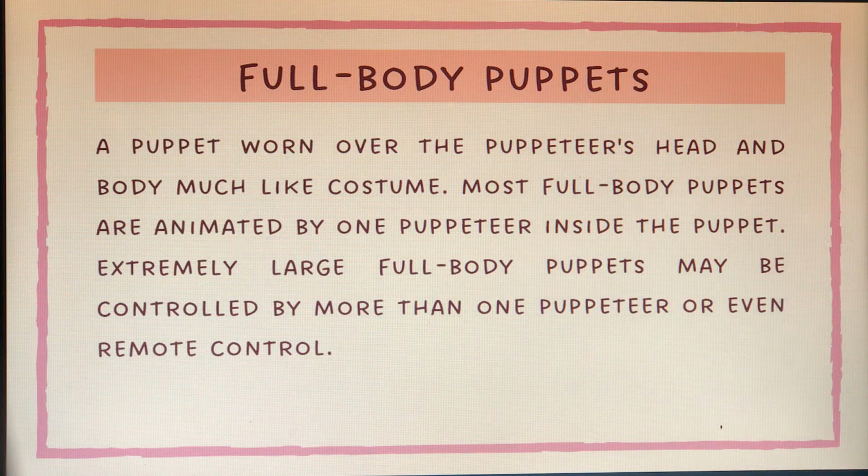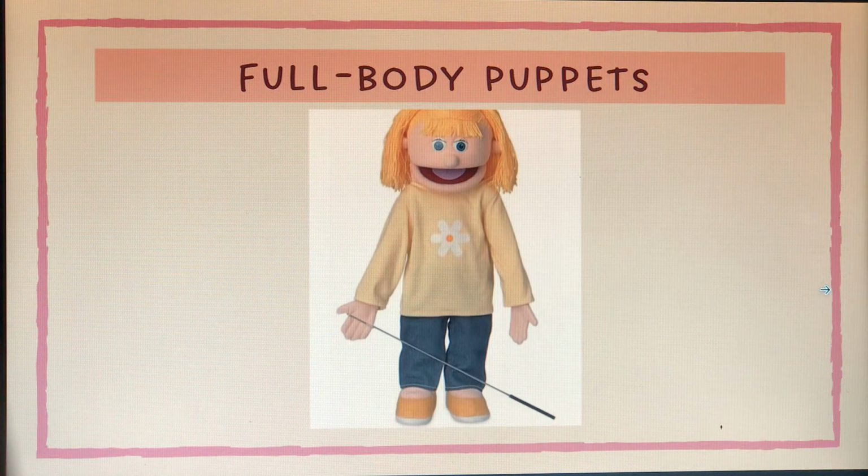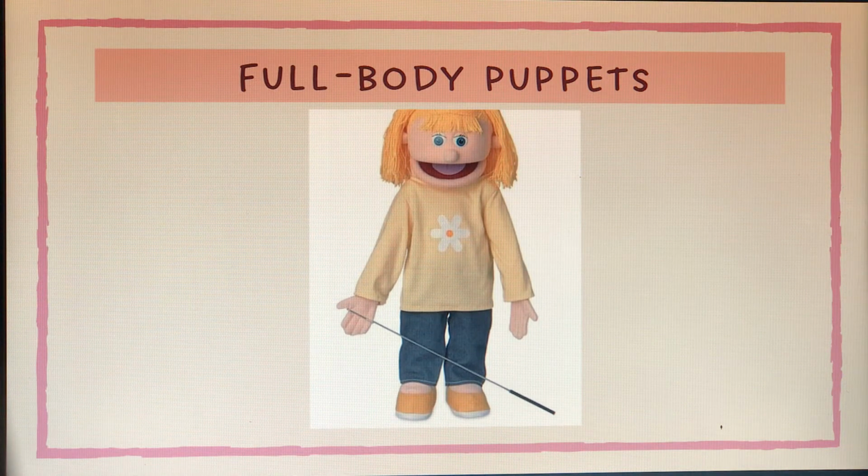Next is the full-body puppets. A puppet worn over the puppeteer's head and body, much like a costume. Most full-body puppets are animated by one puppeteer inside the puppet. Extremely large full-body puppets may be controlled by more than one puppeteer or even remote control. So, for example dito is yung mascots like sila Barney, Jollibee, yon. So, this is an example of full-body puppets. Next slide po.